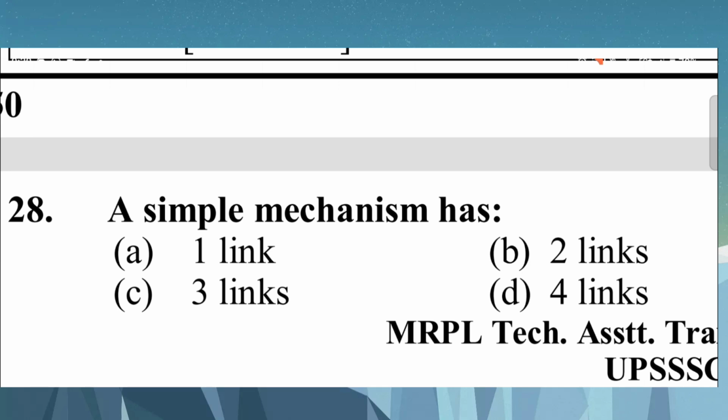Question number 28. A simple mechanism has A, 1 link, B, 2 link, C, 3 link, D, 4 link. Minimum number of link is 4 link.